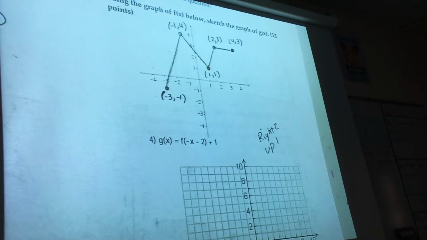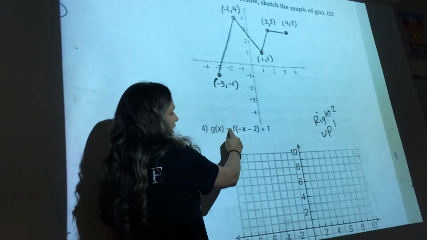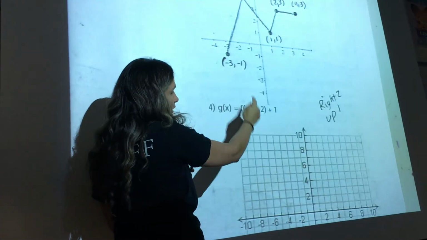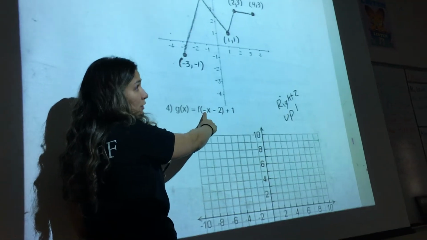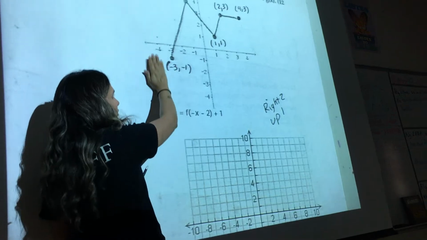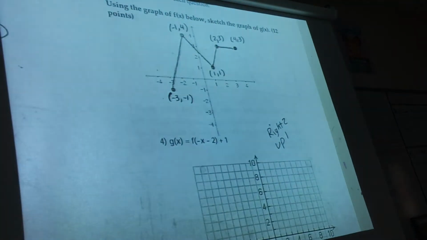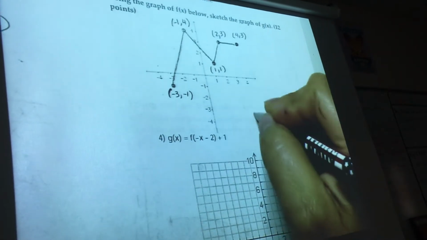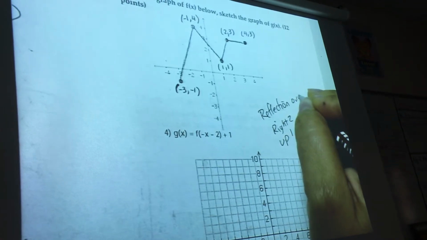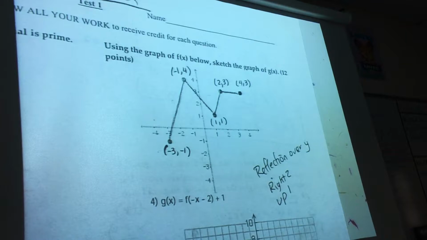You should know it. Now, the only thing that's different here from what we've done: we've covered a negative in front, and we said that was a reflection over the x. But for this problem, there's a negative in front of the x. This negative here refers to a reflection over the y. So this is where it's different from what we've done before. So I need for you to put reflection over y. Write this down because I'm about to start working this out.